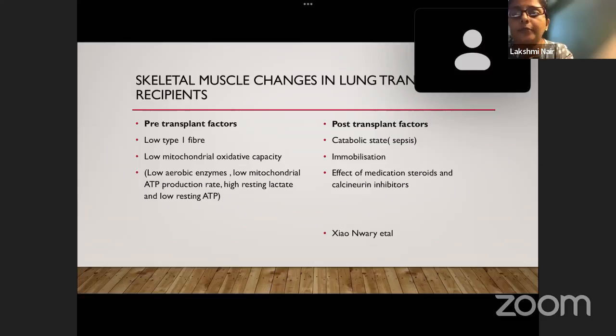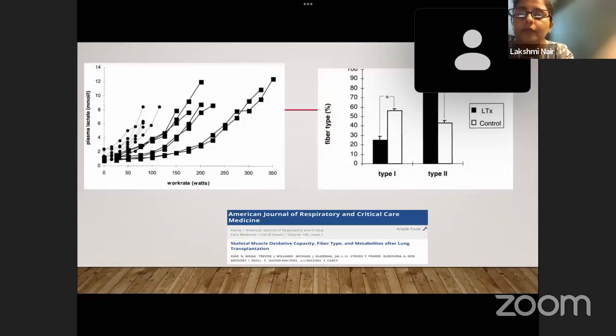Post-transplant factors also contribute. The muscles can go into a catabolic, self-destructive state. It can be due to the sepsis, immobilization, and medications. The post-transplant steroids and the immunosuppressants will add on to this muscle wasting post-op. So the muscles of the transplant awaiting candidates or the post-transplant candidates tend to have, when you do a CPET machine analysis, the VO2 peak, early lactic acidosis. That is what the study shows.